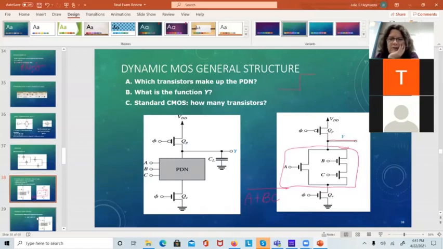So we could draw a timing diagram for this. So this is phi. When phi is low, this QP is on, and my output Y is going to be 1 no matter what I do.